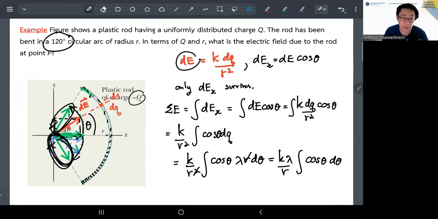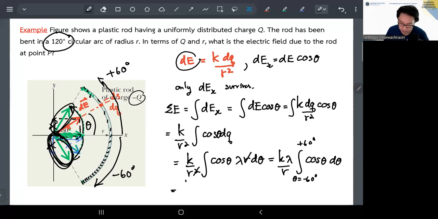Because they say the arc length is bent in a 120 degree, you start from down here, that must be negative 60 degrees, and you go up there to positive 60 degrees, right? Because you use the x-axis as your 0 degree angle. So you take theta from negative 60 to positive 60. Isn't that cool? Now everyone knows how to integrate cosine theta, I hope. The integral of cosine is sine theta, and you set the limit from negative 60 to positive 60. And sine 60 is root 3 over 2.